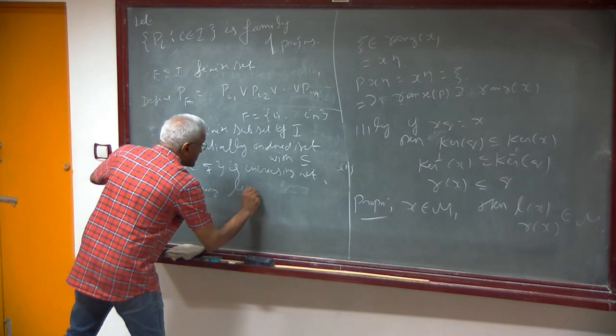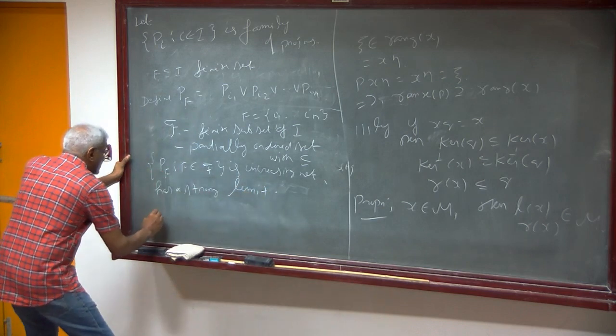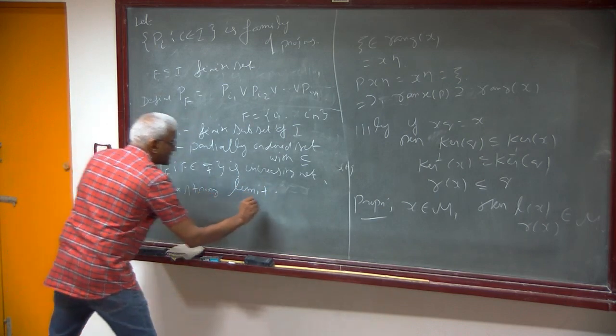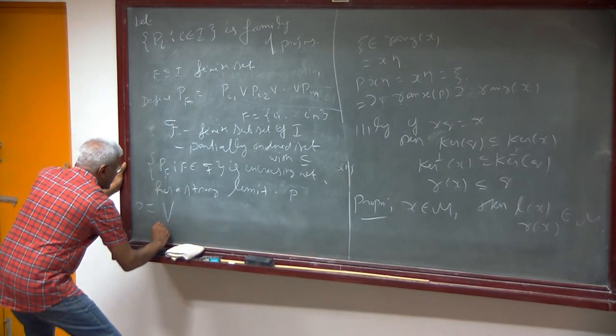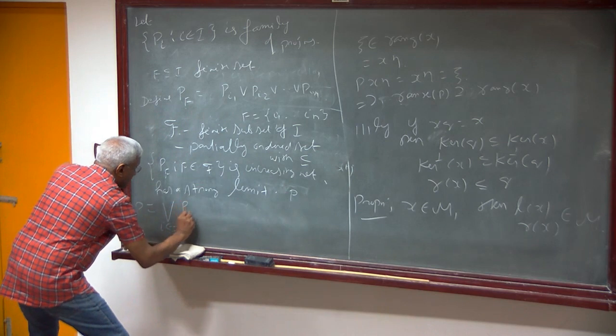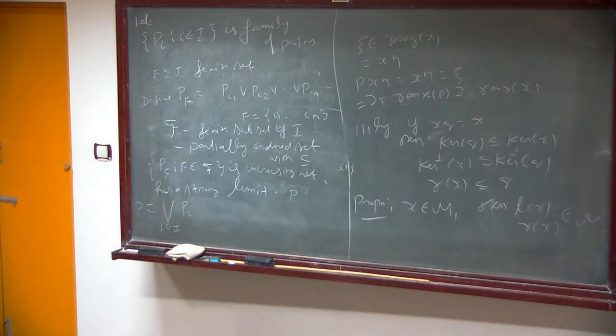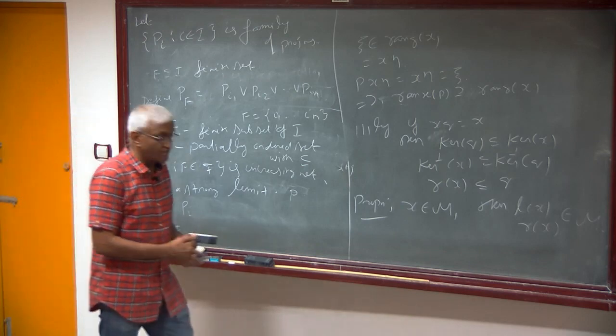Strong limit by the previous proposition. And we call that strong limit, let us say, P. Then that P, we call it the join over i in I of P_i. It's not union, it's the V operation; the OR operation in quantum logic is just this.